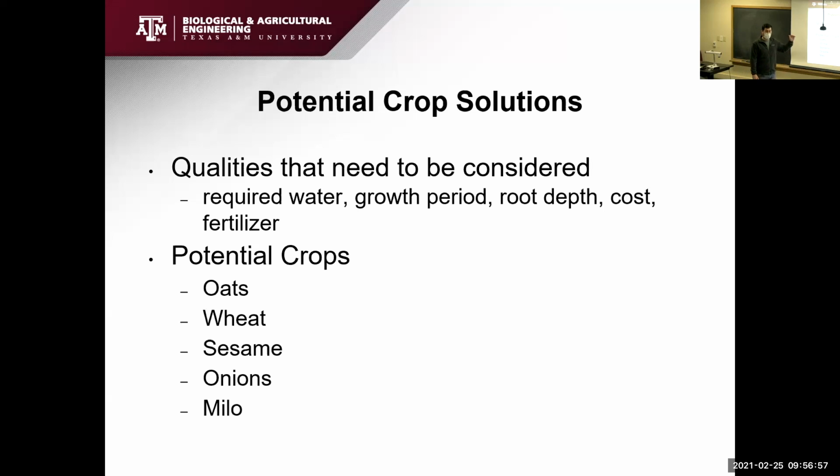And then obviously the cost for these different crops is going to be important, and the fertilizer requirements of these crops. They all require different types of fertilizer, obviously nitrogen being the most important, but they all require different applications of that fertilizer, spraying, dry blends, whatever it may be. And that's something that we also took into consideration when trying to analyze these potential solutions.